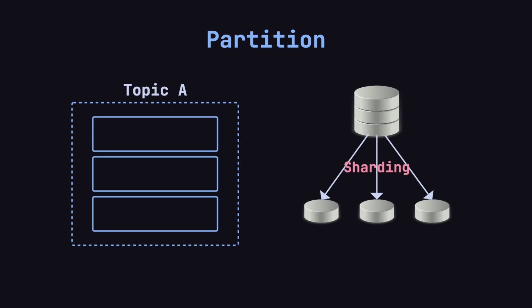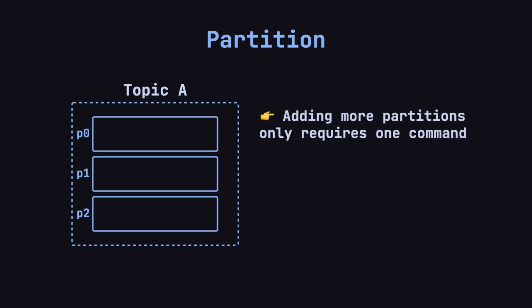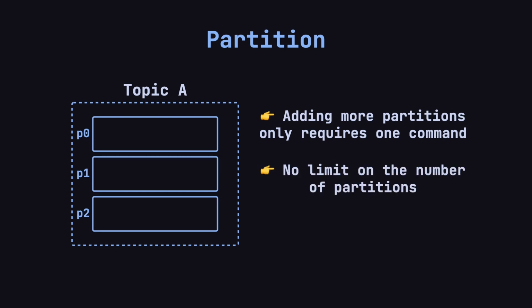Each partition is assigned a number, like P0, P1, P2, and so on. Unlike database sharding, adding partitions to a Kafka topic is easy. You just need to run a simple command. In theory, there's no strict limit on the number of partitions. In fact, some large internet companies have topics with more than 100 partitions, which is fairly common.